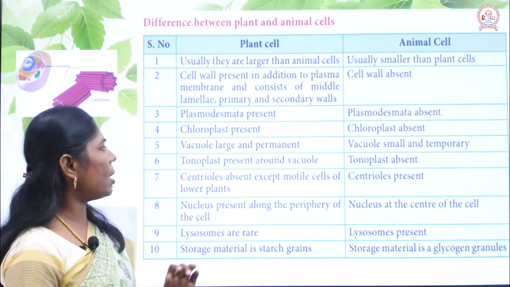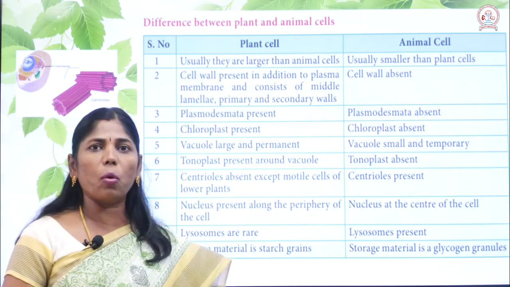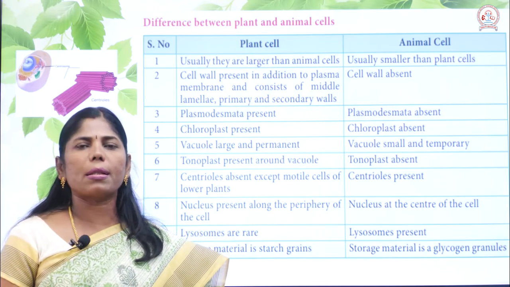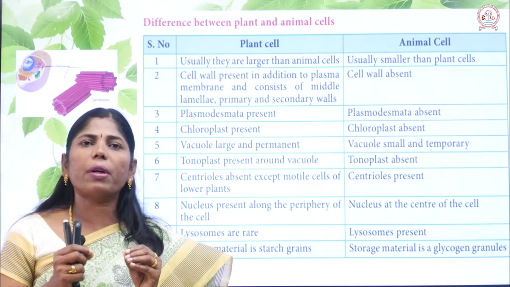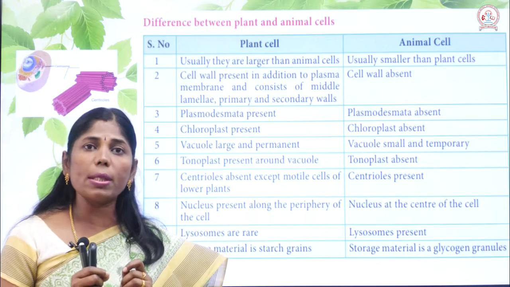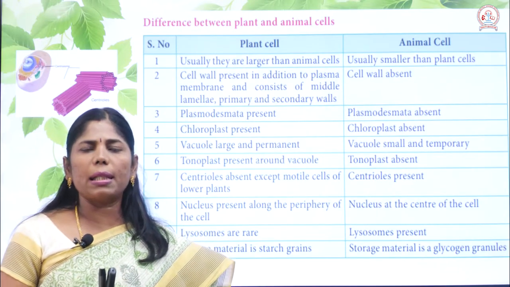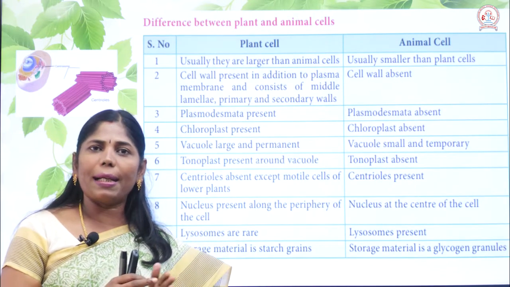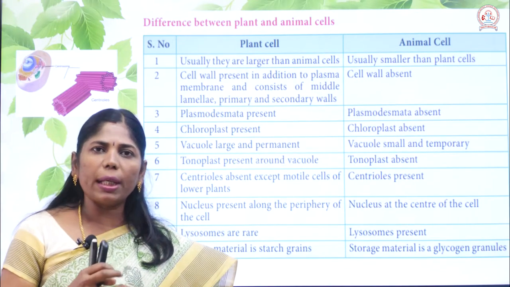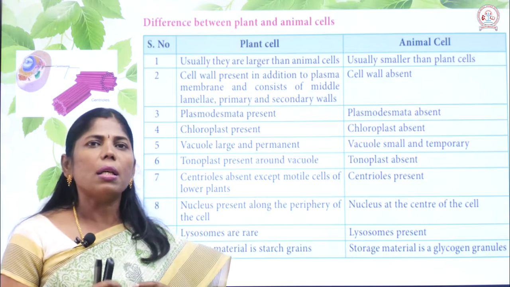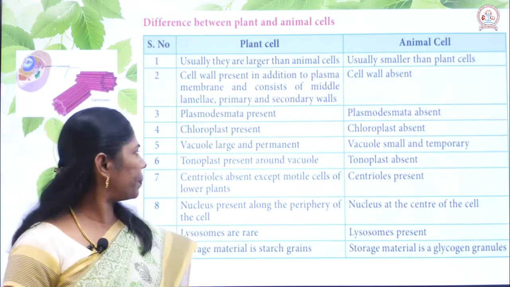And next one, centrioles are absent except in the motile cells of the lower plants. So what are the centrioles? The centrioles are very important for cell divisions. The centrioles are present in the animal cell and absent in the plant cell, but in the lower plants they are present. Which one moves with the help of flagella and cilia? So it has the centrioles.